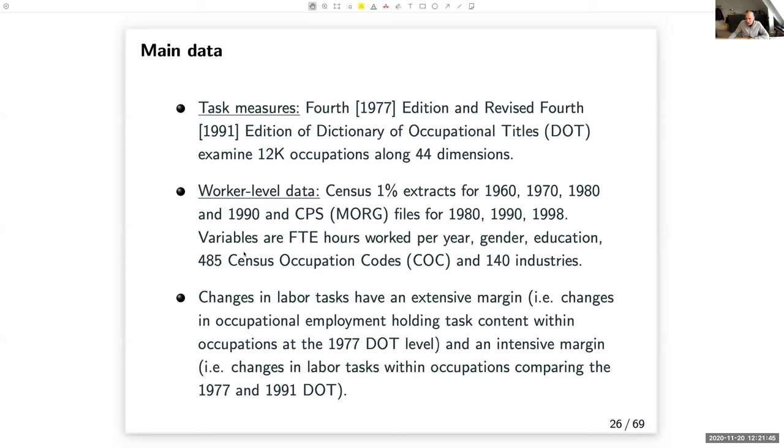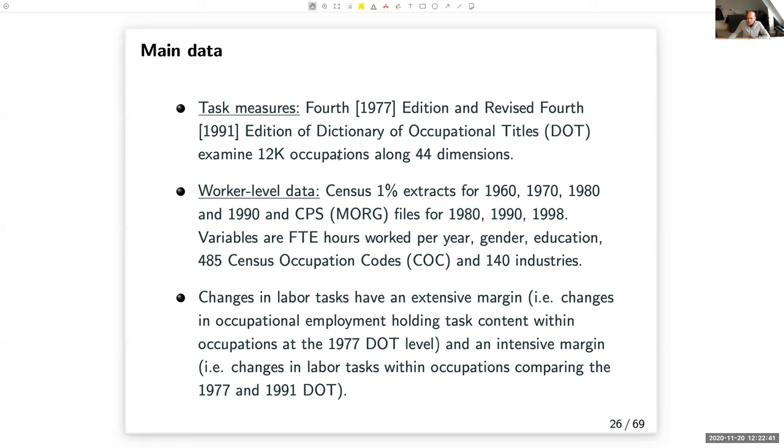And importantly, in those data, you have 485 census occupations and 140 industries. So it's important to realize that the DOT is an occupation-specific measure of what people in those occupations do, the task content of what people do in those occupations. For 12,000 occupations, and then you have 44 task dimensions for each of these occupations. And so you can collapse that information to the 485 COC codes to merge these task measure data into the worker level data.